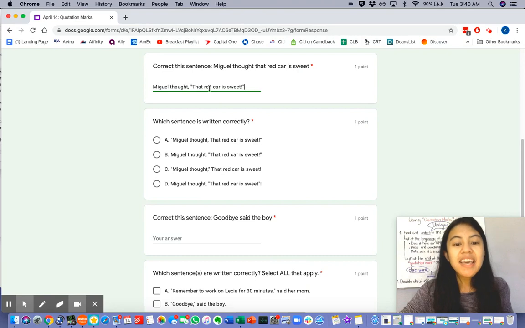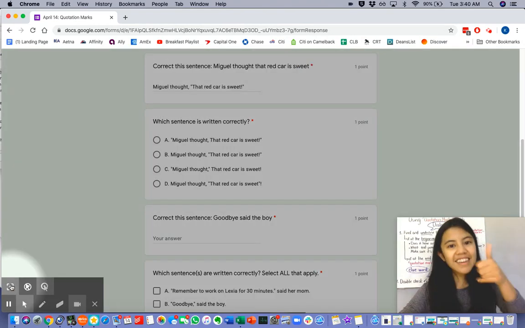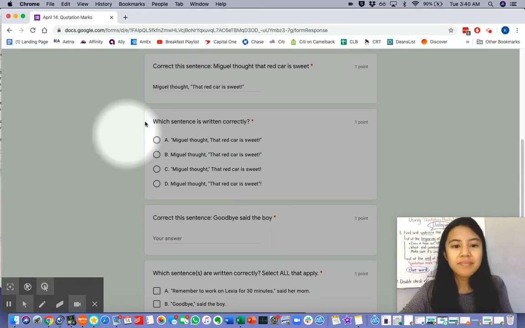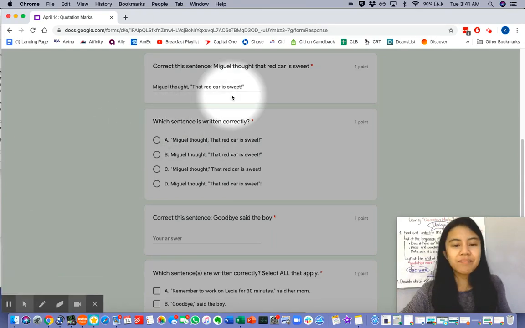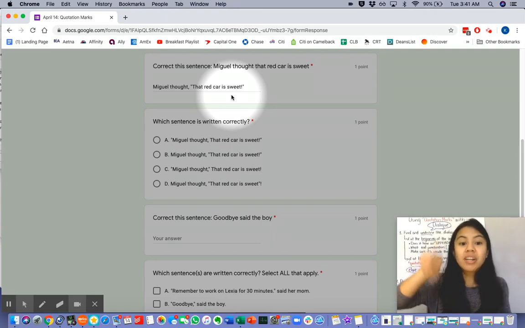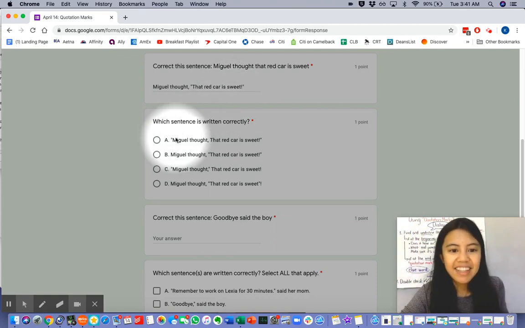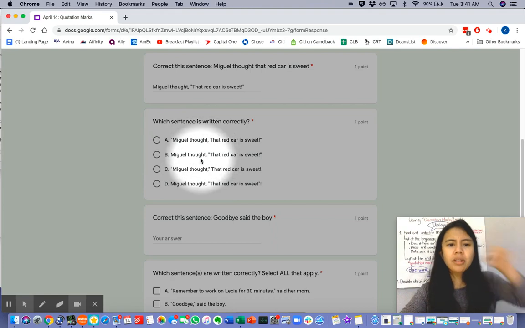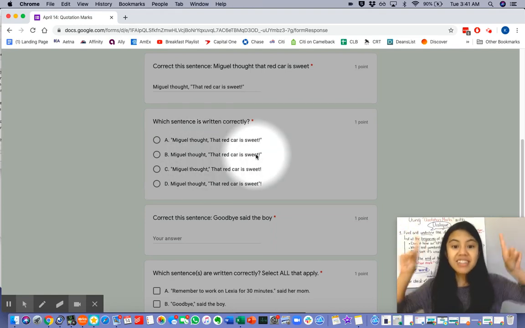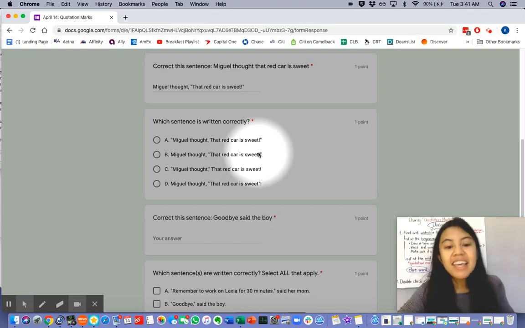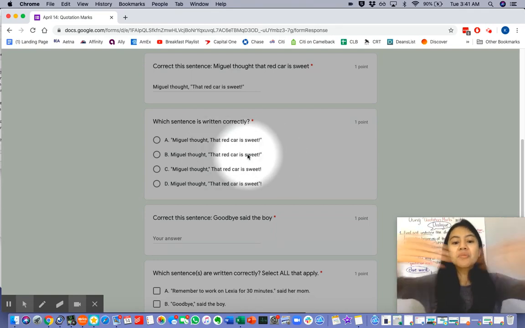Miguel thought, that red car is sweet. Let's go to the next question. Which sentence is written correctly? Remember, my dialogue is at the end, so I need to think clue word, comma, quotation mark, uppercase letter. I noticed that letter A has a quotation mark in the beginning. Miguel thought, clue word, comma, quotation mark, capital letter. And I noticed that my quotation marks are around the dialogue.